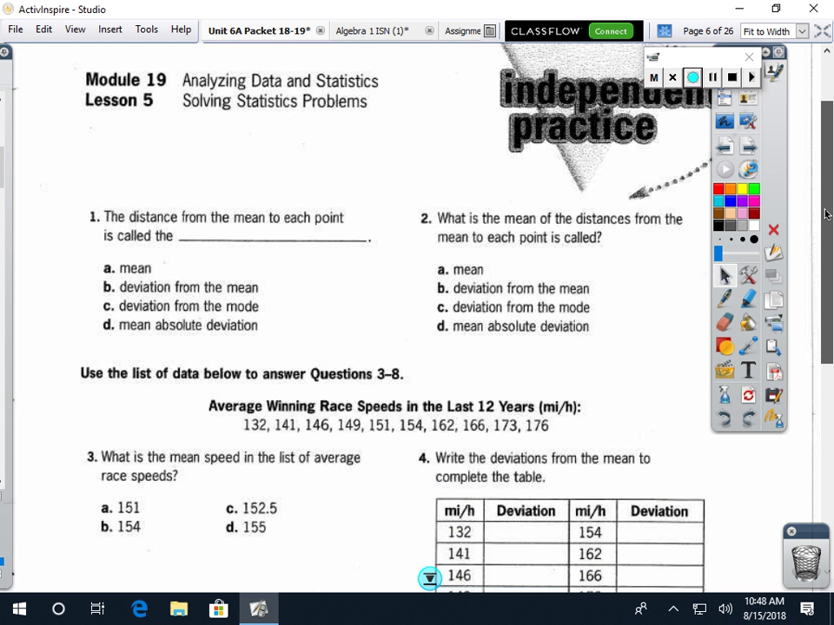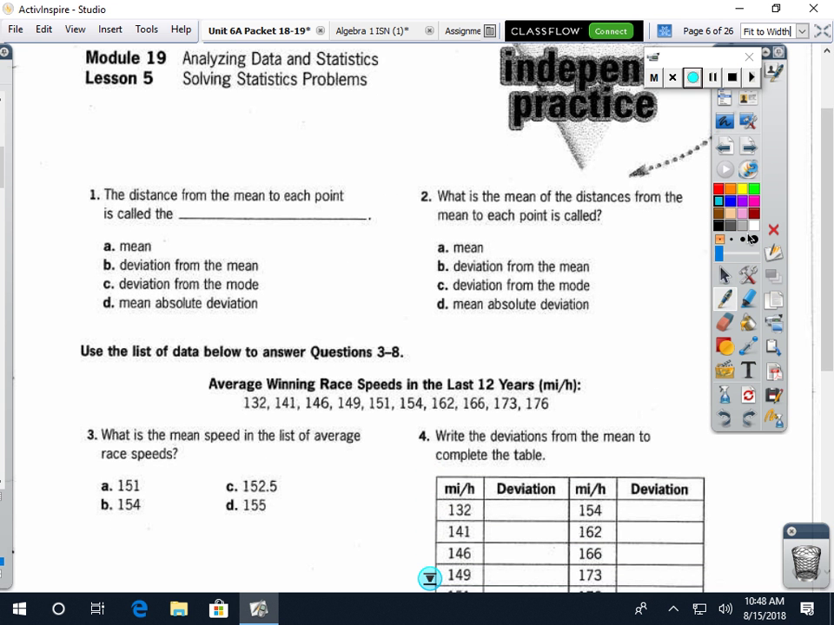The first question says, the distance from the mean to each point or each data item is called the what? Right, the deviation from the mean. Okay, remember, distance is the same word as deviation. So if you're trying to find the distance from the mean to each point, which is each number in the data, that's just the deviation from the mean. What is the mean of the distances from the mean called? D, the mean absolute deviation. Once you take the mean again of those deviations, that's called the mean absolute deviation.